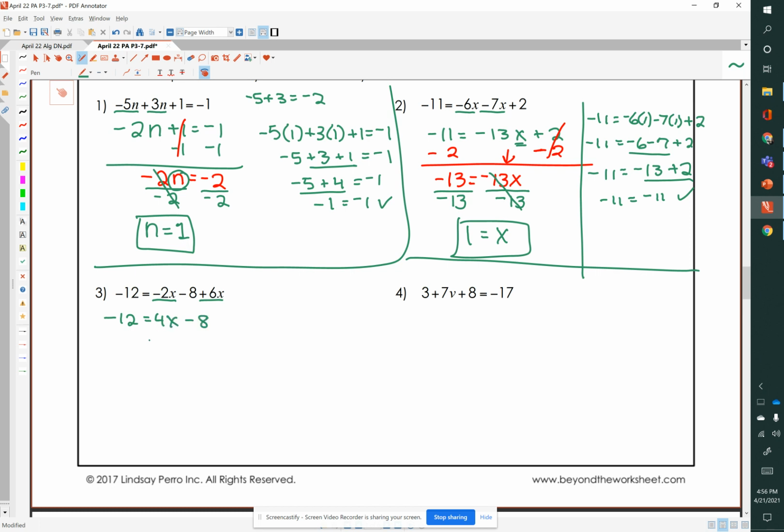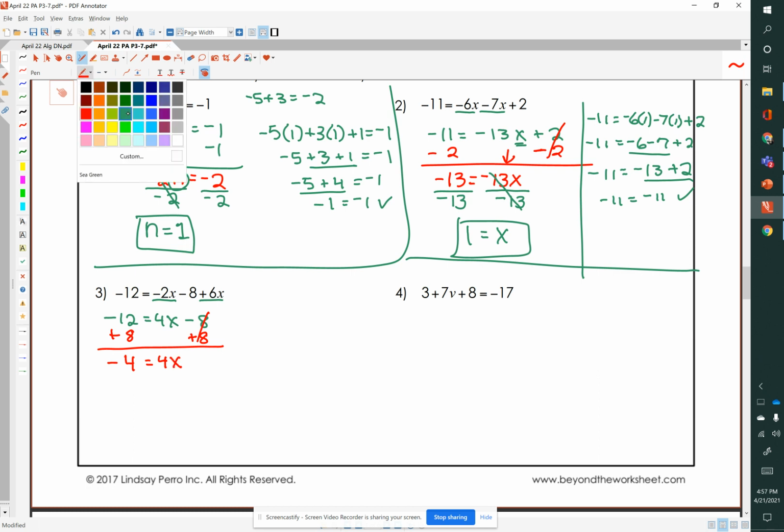So we're going to keep 4x together, but we want to isolate it. So let's move 8 over to the other side where there is no variable. If 8 is being subtracted, we add 8, and whatever we do to one side of the equation, we do to the other. So negative 8 plus 8 equals 0. Negative 12 plus 8 equals negative 4. So negative 4 equals 4x.